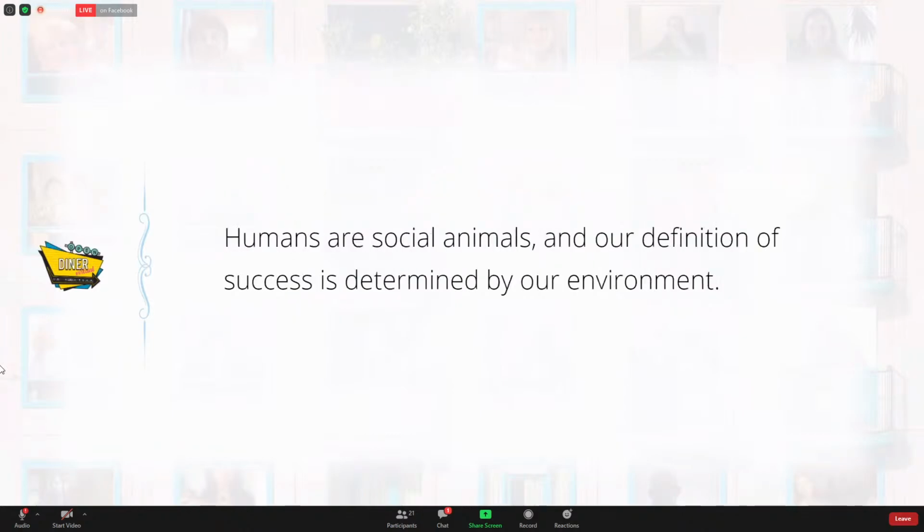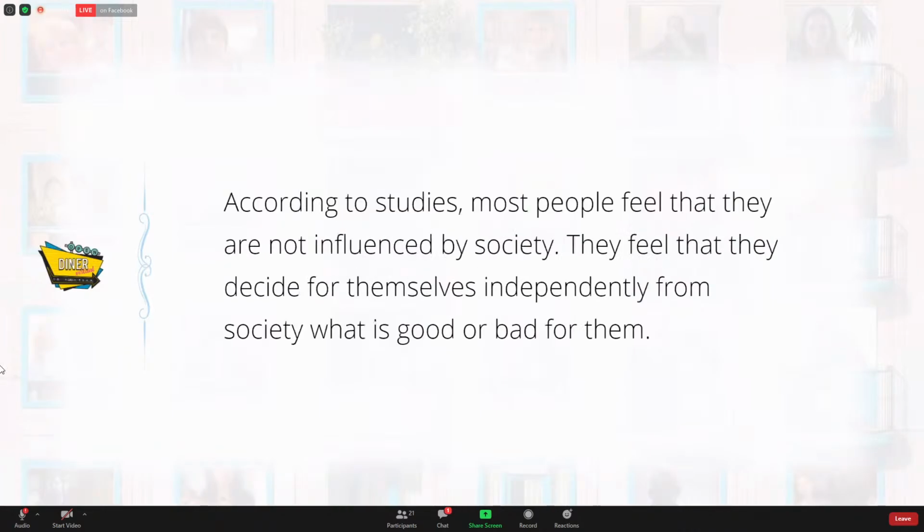The next point is that humans are social animals, and our definition of success is determined by our environment. For example, if my neighbor has a 5-bedroom house and I only have a 3-bedroom house, I become inferior to him. I'm not successful. Or if he has a better car. Values of riches and fame are very relative, and that's how people measure their success.